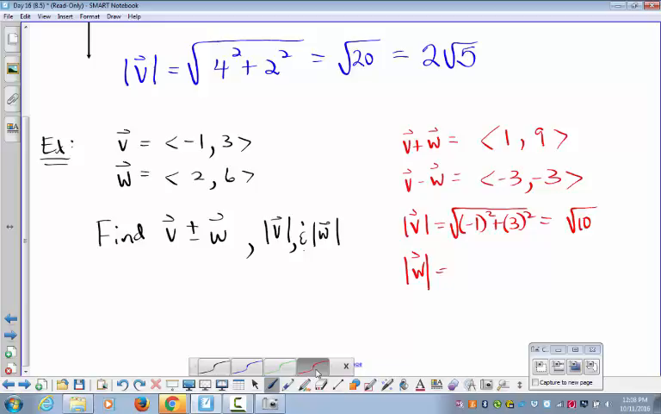And then the length of W, same concept. We're going to do 2 squared plus 6 squared, so square root of 40. That can be simplified to 2 root 10. So 36 plus 4 is 40, 40 is 4 times 10, square root of 4 is 2.